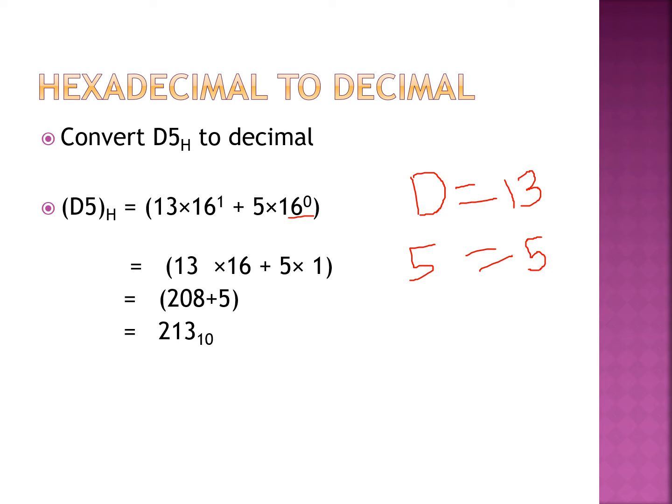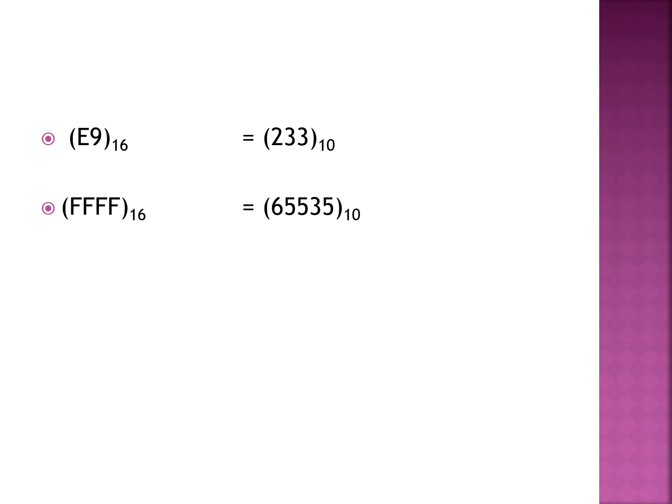So 5 multiplied by 1 will give you 5. So the answer becomes 213, which is in decimal. So that's why the base is 10. Now come to the next point. There are two more problems related to hexadecimal to decimal conversion.